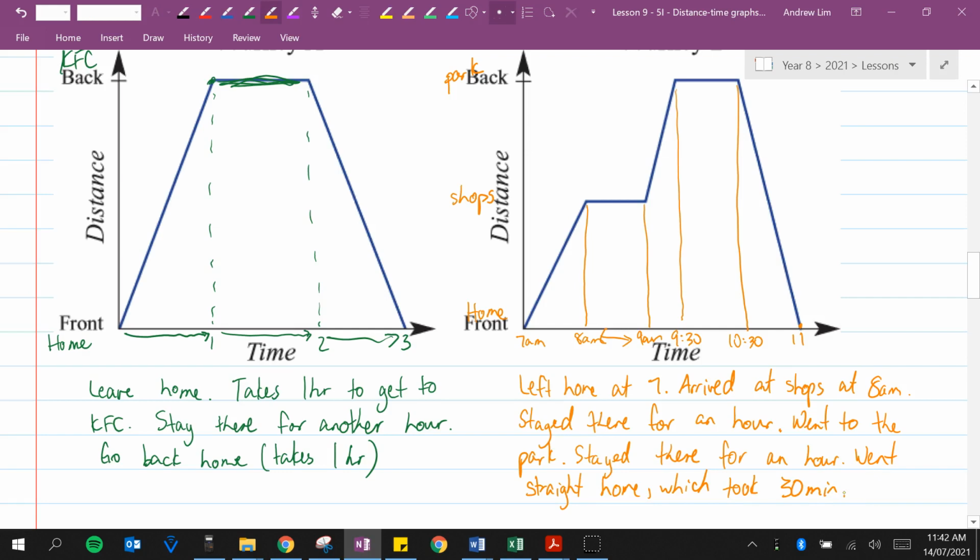Okay, so I didn't write this down, but pretty much you need to realize that we're going away from home, we're stopping at the shops, and then we're going even further away from home to get to the park. Then we stay at the park and then we come all the way home.